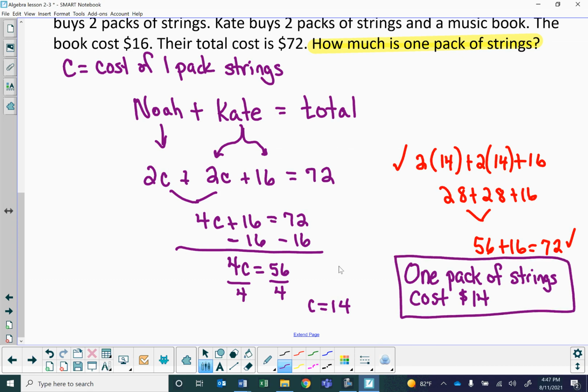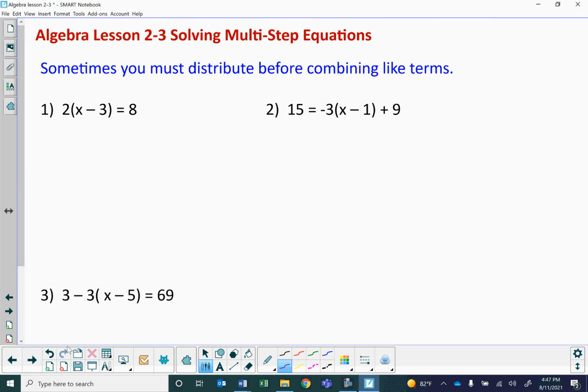Alrighty. Now, sometimes you have to distribute before you can combine like terms because you have a variable inside of your parentheses. So whenever you have a variable inside of your parentheses, you most likely have to distribute before you can combine any like terms. So be careful, especially with negative signs, so that you don't lose those negative signs because that will mess up your entire problem. So let's take a look at a couple of examples here.